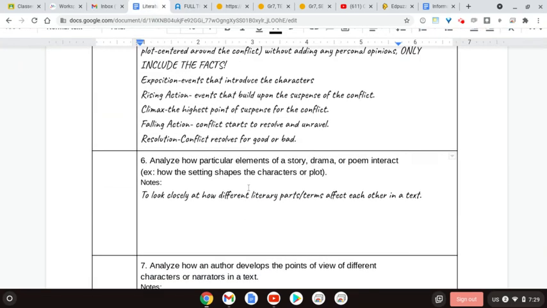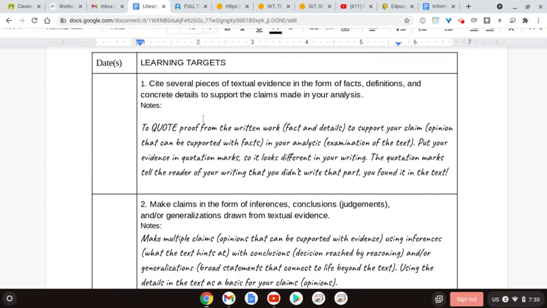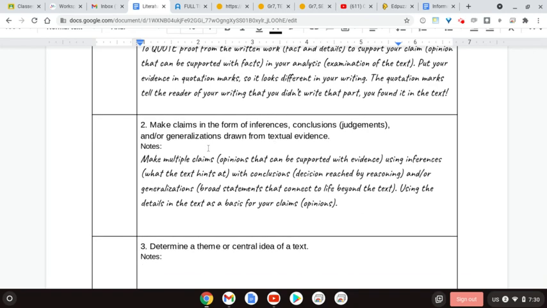In phase 2 and 3, as we cite text evidence, we're looking at learning target number 1. Obviously, our evidence should be directly quoted with quotation marks around it from the poem. And we are looking at learning target number 2 to make a claim. Our initial answer to these questions is our claim, our opinion statement that we are proving and supporting with the text evidence from the passage.